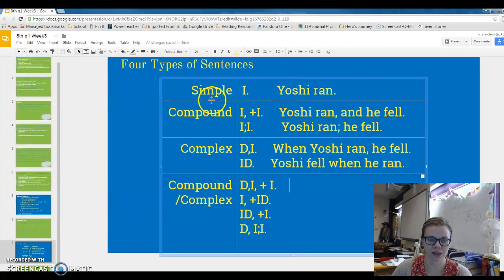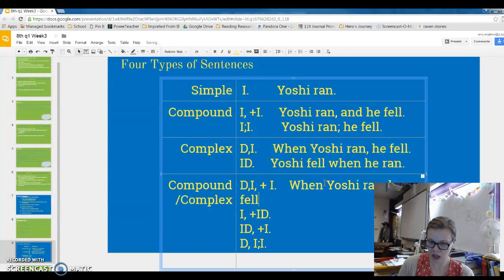It's a combination of complex and compound. You have a compound sentence, two independent clauses, and a complex because there is a dependent clause involved. So taking this example, to demonstrate the first one: when Yoshi ran, comma, he fell, comma, and he broke his leg. Oh, sad Yoshi. Oh, no.